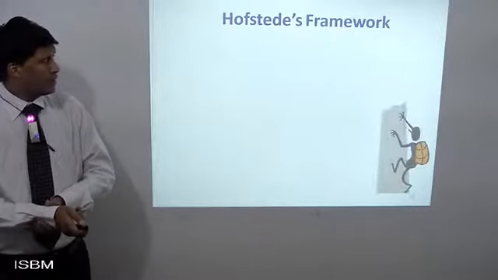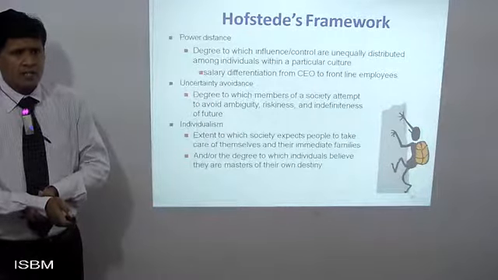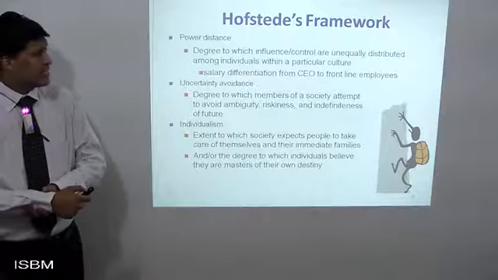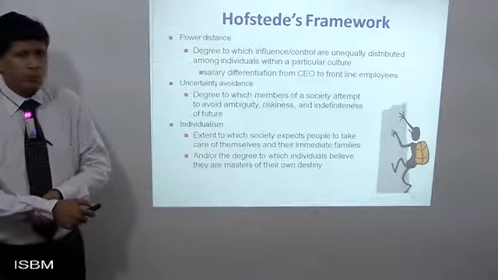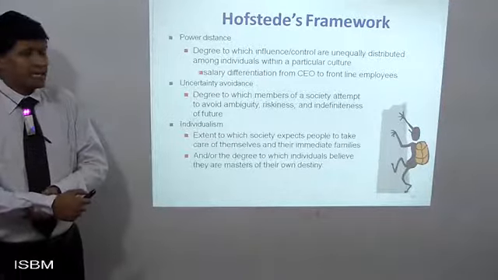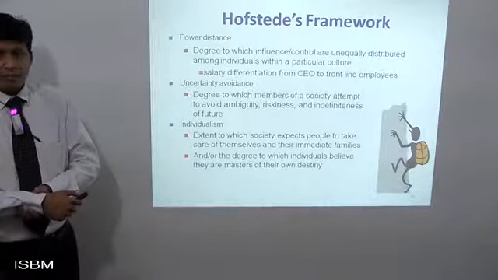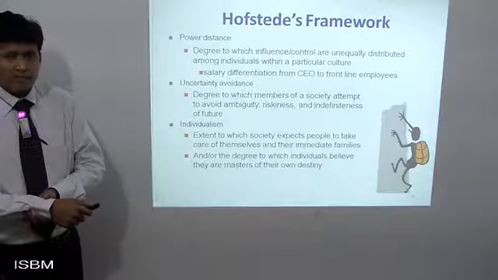Okay, Hofstede's framework gives important distinctions, and the first is power distance. It is the degree to which influence or control is unequally distributed among individuals. The salary differentiation, for example, between a CEO and that of its frontline employees.